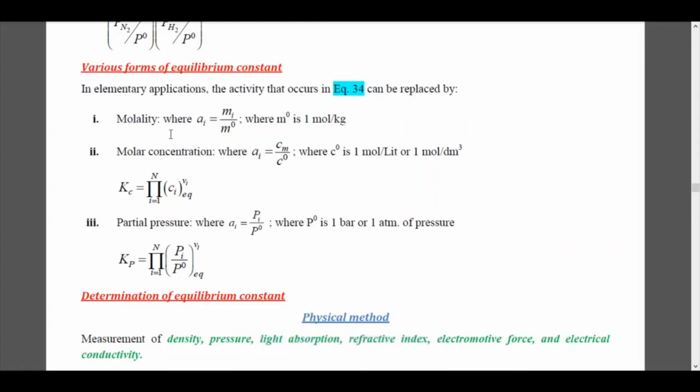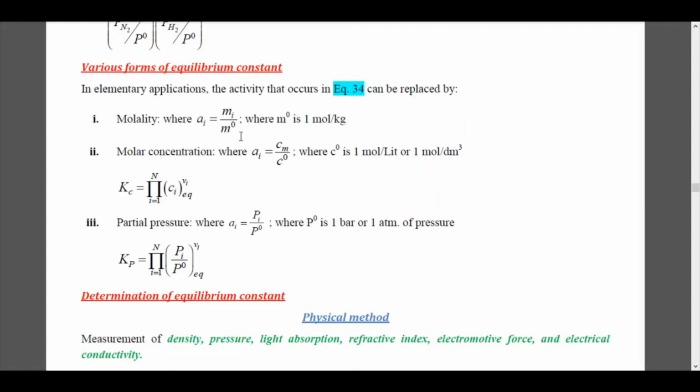We'll see how it is expressed in terms of molality. It depends upon the reaction. If the components of the reaction are expressed in terms of molality, then it is better to express the equilibrium constant in terms of molality. If the components of the reaction are expressed in terms of concentration, it is better to express the equilibrium constant in terms of molar concentration. So if we express it in terms of molality, the activity will be replaced by the molality.